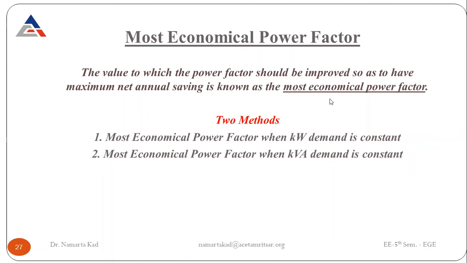That is the most economical power factor, and under this heading we have to cover two derivations. One is the most economical power factor when kW demand is constant. kW means our active power, our useful power, remains constant in the first derivation. In the second derivation, it is the most economical power factor when kVA demand is constant. kVA means the apparent power demand is constant. So we have to do two derivations, and let's do these derivations on the board now.